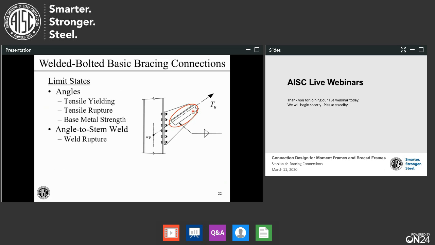We have base metal strength at the welds, and that's mostly along this toe of this angle. We want to make sure that we don't have a shear rupture along this line at the weld. Next, moving from the angle, we need to get the load into the stem. So we have the angle to stem weld, and in this case, I'm drawing a double-sided fillet weld. So I have a weld along this line and then another one over here. The weld rupture there.